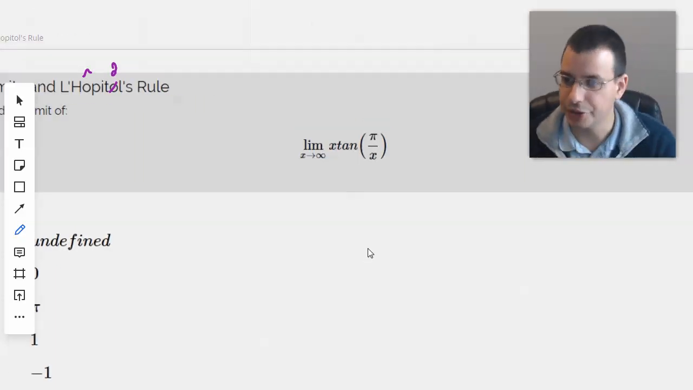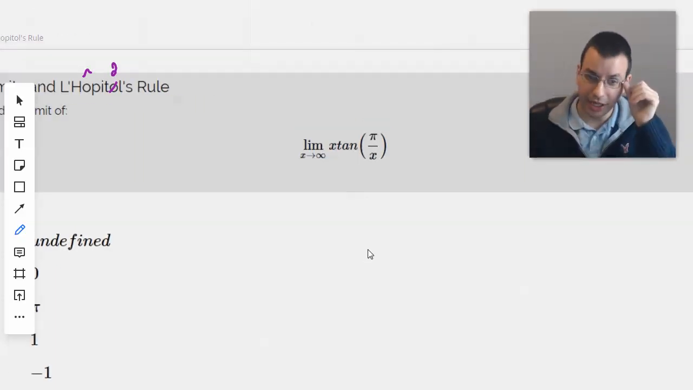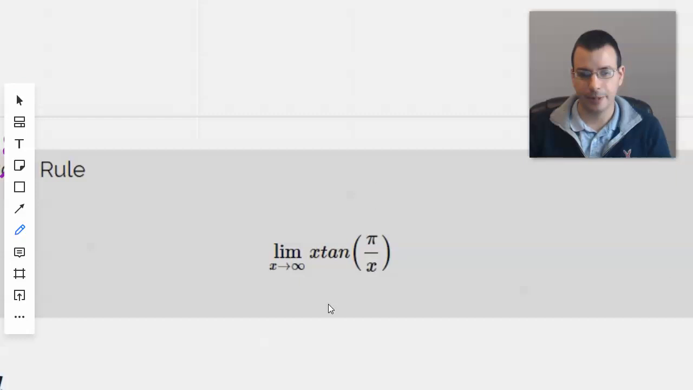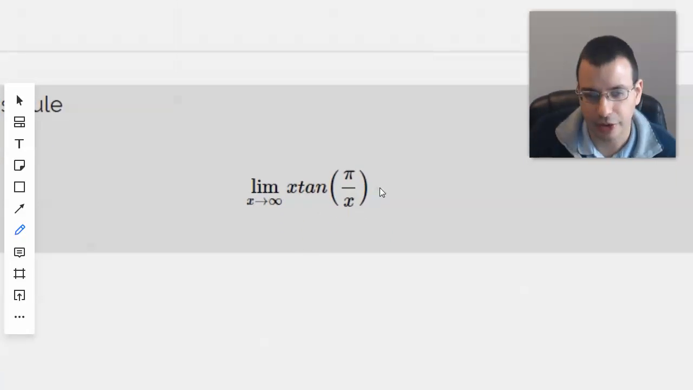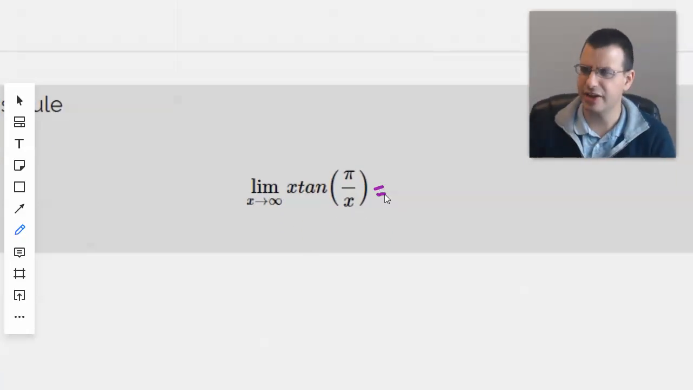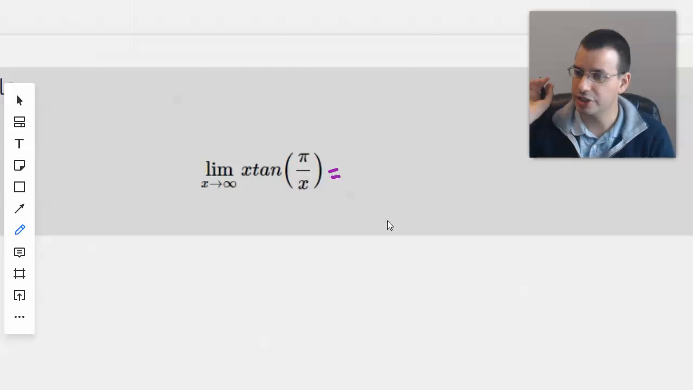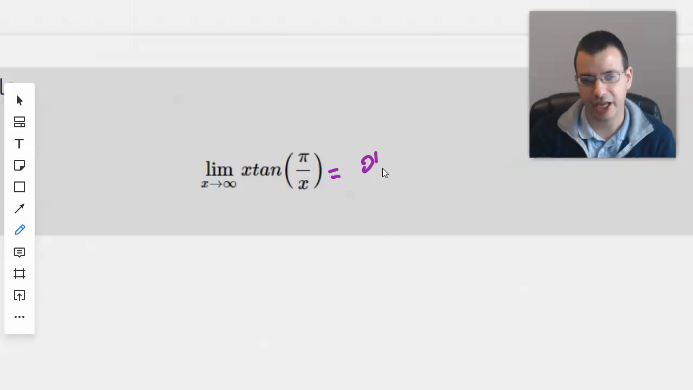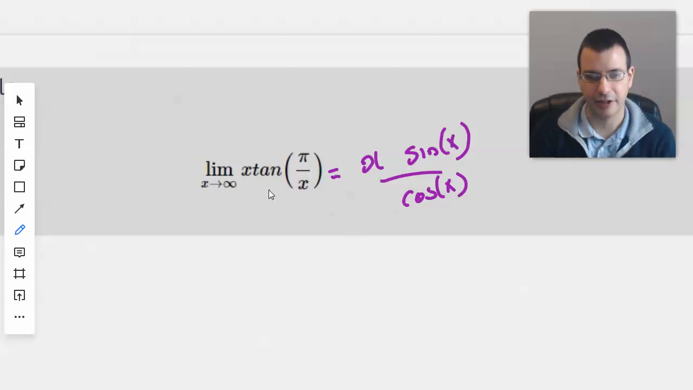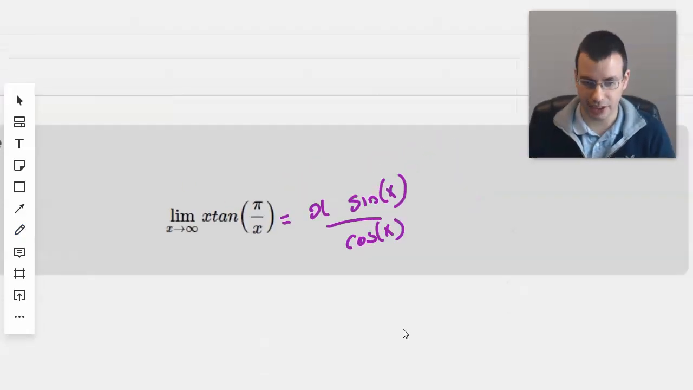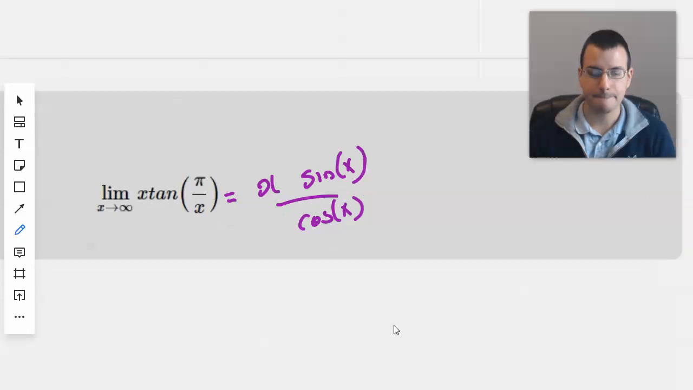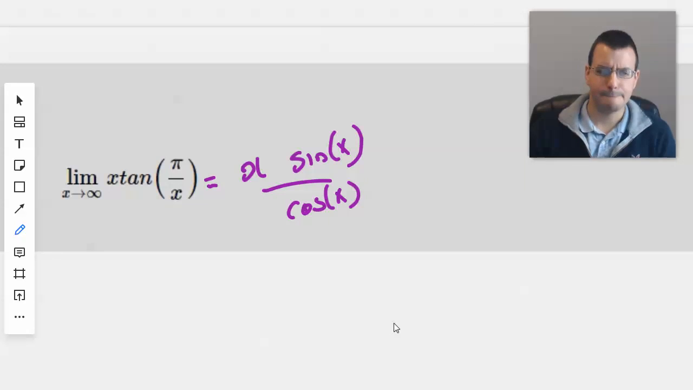So the idea with L'Hopital's rule is if we plug in infinity for these, let's write this out real quick. Whenever you see tangent of x, your first thought should be to convert it to sine and cosine. So this is x sine of x over cosine of x. And if we take this to infinity, pi over x. There we go.